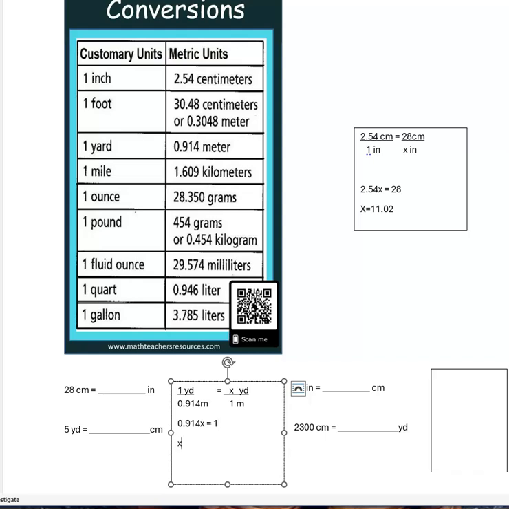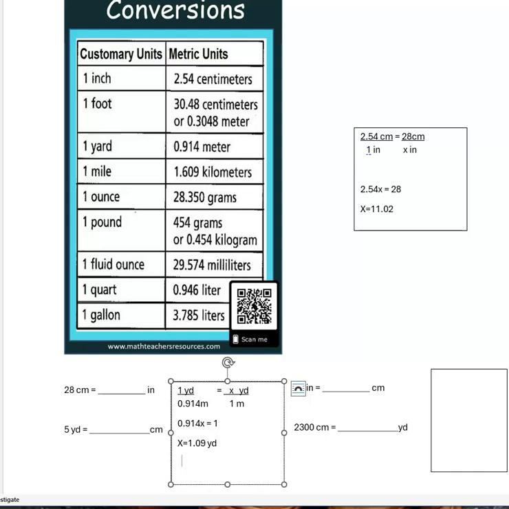Okay, then I'm going to divide 1 by 0.914, and I get 1 point, and I'm going to just say 1.09. It goes on forever and ever. That is inches. That's inches. So you have to know how many inches. I'm sorry, that's yards. You have to know how many inches are in a yard.